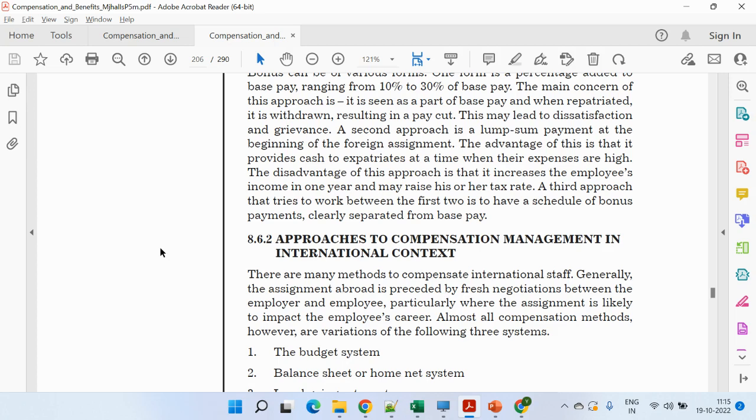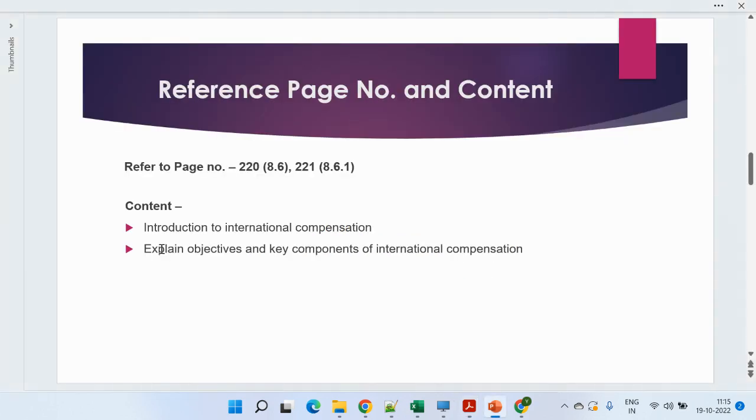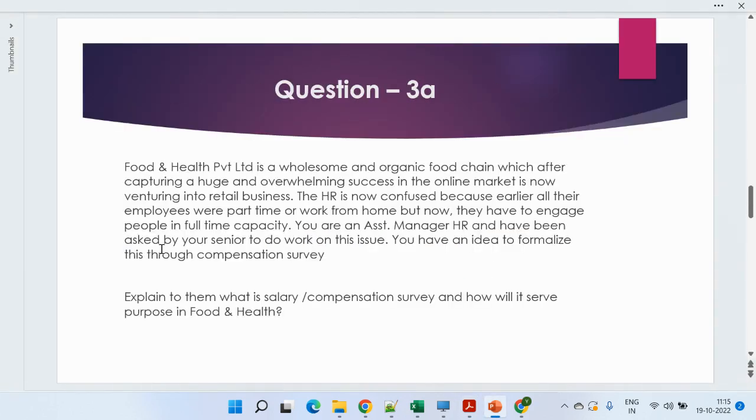So just understand the concept in respect to the international compensation and write it down in your own words. So the second question seems to be pretty much clear. Now going to the third question. So the third is having two parts.